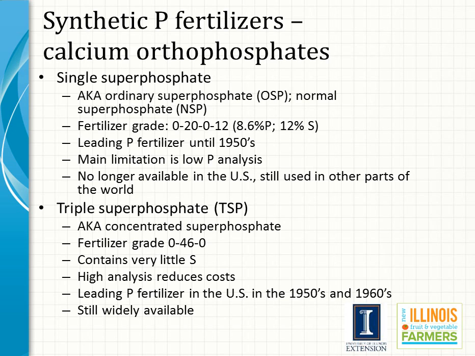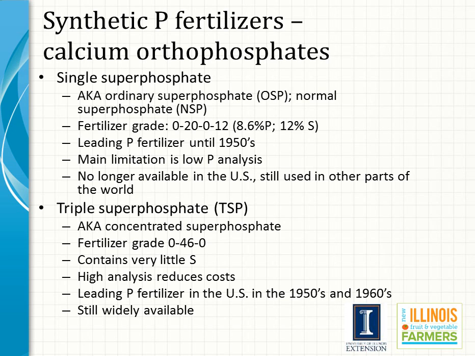One of the oldest manufactured phosphorus fertilizers was single superphosphate, aka ordinary superphosphate, or normal superphosphate. Ordinary superphosphate also supplies sulfur, around 12%, as well as phosphorus, 8.6%, and was a leading phosphorus fertilizer in the U.S. until the advent of triple superphosphate in the 1950s. Triple superphosphate supplies much more phosphorus, around 46%, than single superphosphate.